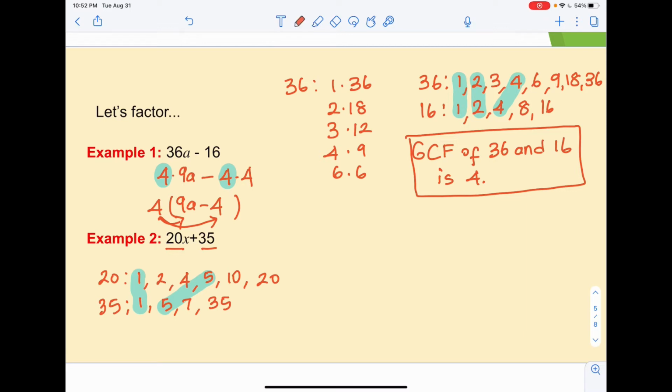Then 5 will go outside the parentheses, and we are going to put what is left inside to make sure that we get back 20x plus 35 when we distribute. So 5 times what will give us 20x? That would be 4x, right? And then 5 times 7 will give us 35. So this is the factored form of our expression 20x plus 35. Okay, great job. Let's move on.